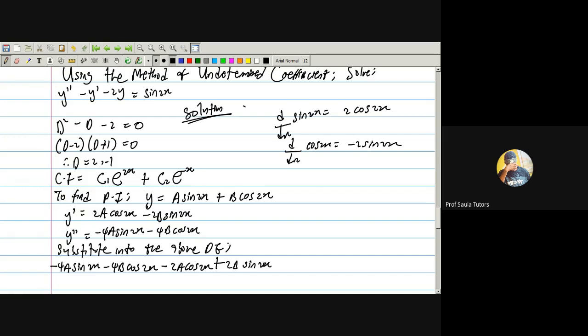That minus will change this one to plus. This minus here. Are you there? Yes. Next, we have minus 2y. What's my y? This is my y. Minus 2y. So minus 2 multiply everything you have here. So you're having minus 2a sine 2x minus 2b cos 2x. Then everything equal sine 2x.